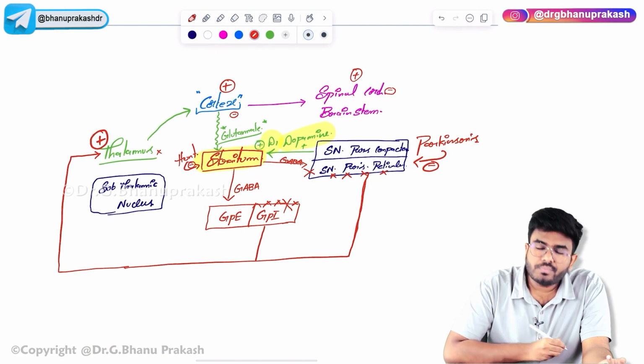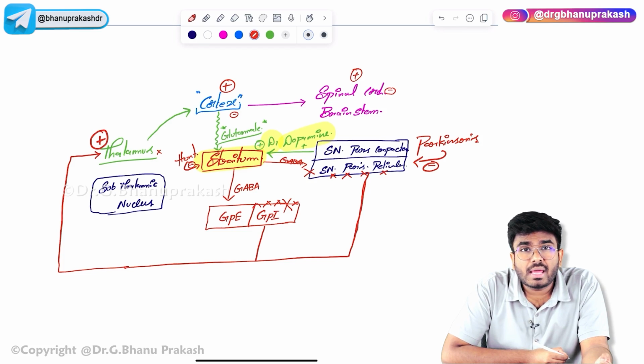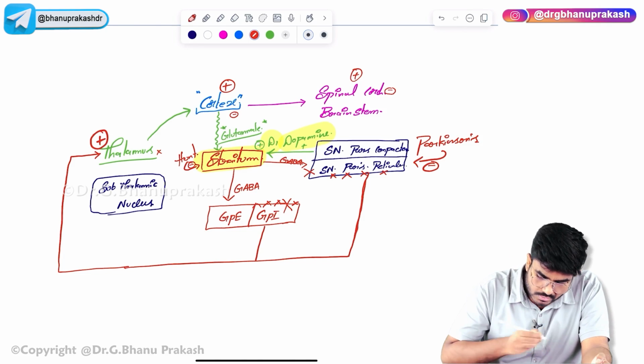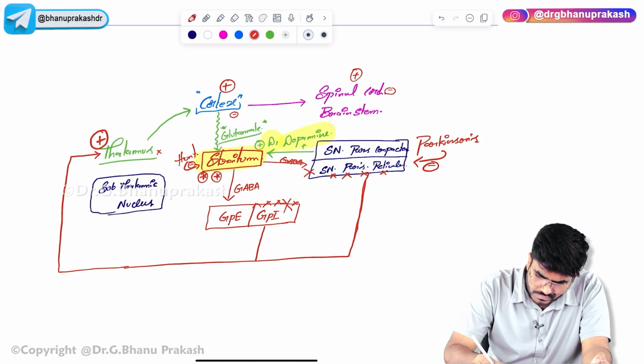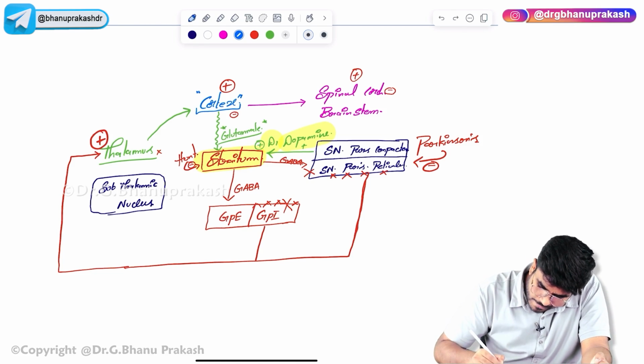Huntington's is going to damage the striatum, especially which part of the striatum? The striatum includes two parts, the putamen as well as the caudate nucleus. Actually, the caudate nucleus is going to be affected. So in Huntington's, the area damaged in the basal ganglia is the striatum. Okay, striatum is damaged.